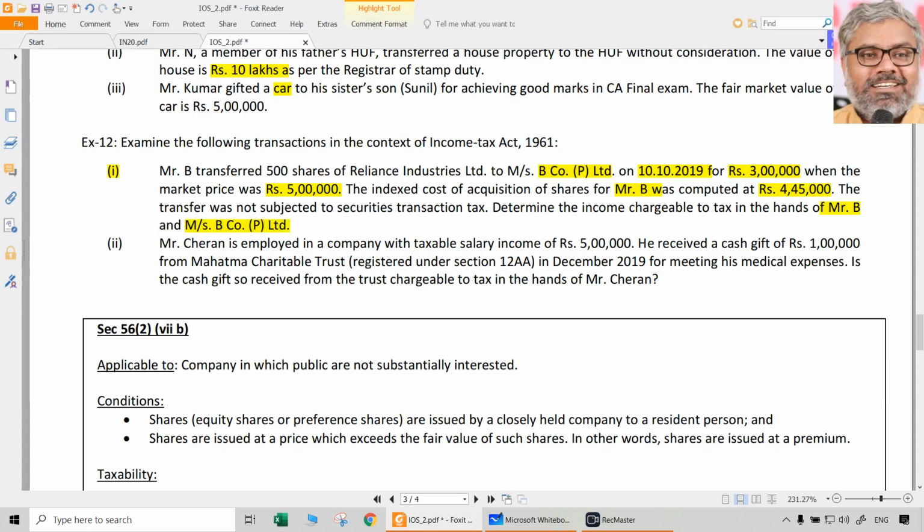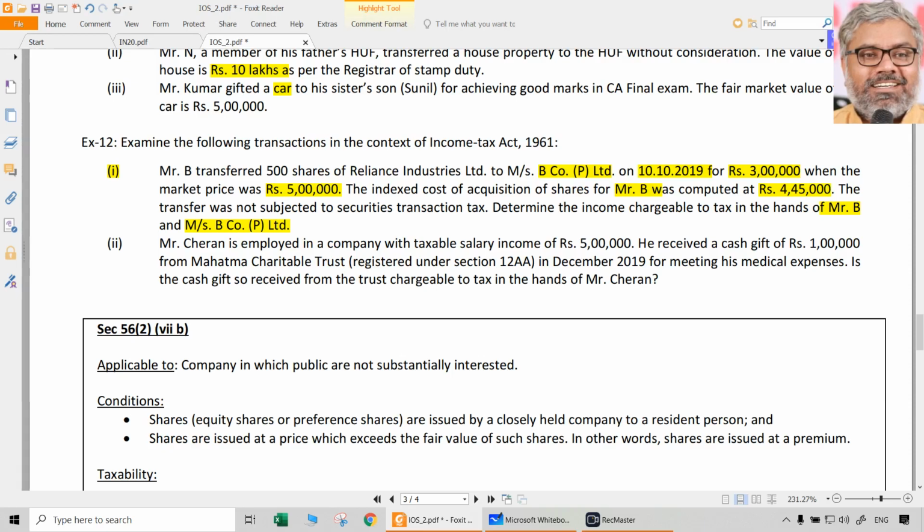See, for the company, first of all, inadequate consideration will be taxable because this is a movable property. We are talking about private limited company's shares. Reliance Industries Limited is a movable property, a share that is given to another private limited company. But whatever the inadequacy is there in this, that is 2 lakhs, that will be definitely taxable in the hands of B Company Private Limited as a receiver of the gift for inadequate consideration. That is one side. Other side, for Mr. B, who is a transferor, capital gains will be attracted. How it will be attracted?